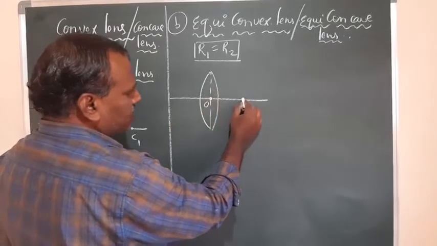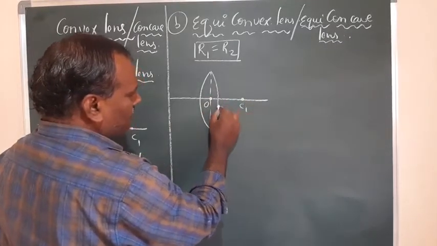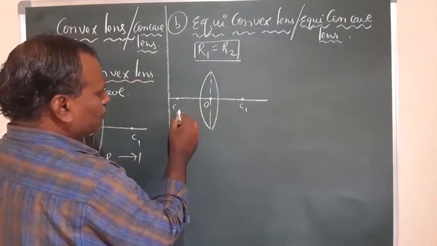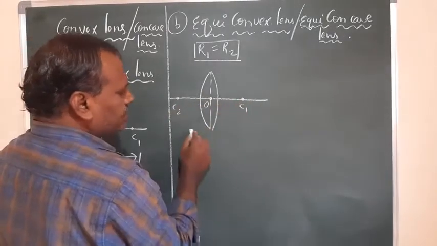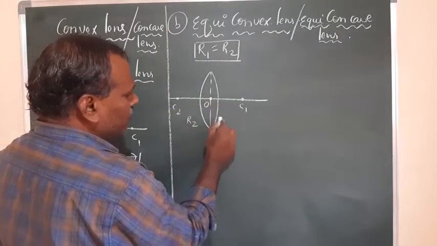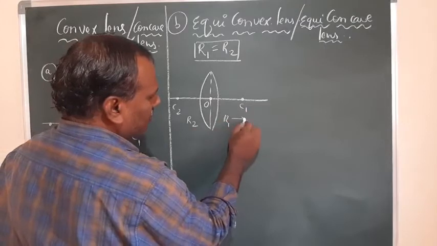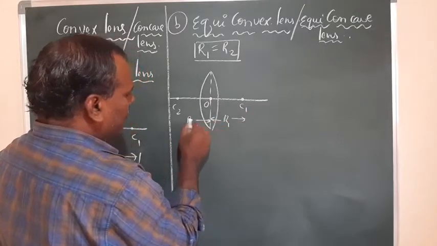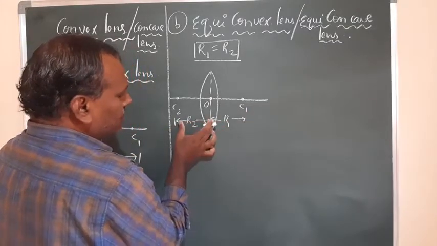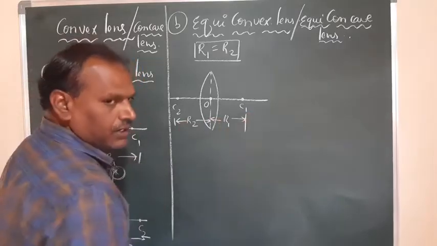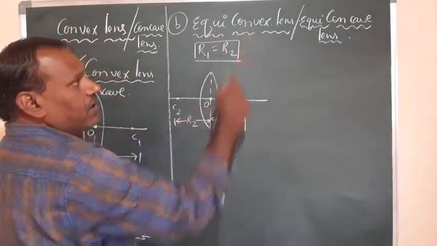For this curve, the center of curvature is here, C1. For this curve, the center of curvature is here, C2. But here to here, that is equal. This one is R2, and this side is R1. Here to here and from here to here, both distances are equal. Then it is called an equiconvex lens.